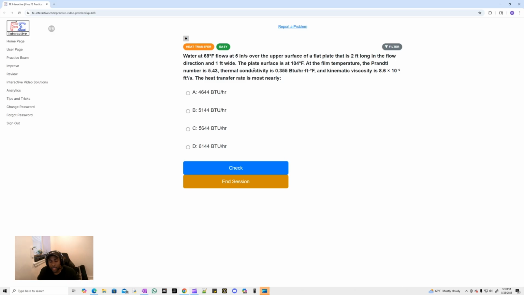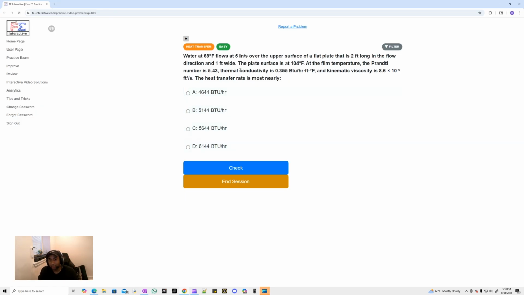Let's read the problem and understand what they're asking for, and then we'll come back and compile our inputs. So water is flowing over the upper surface of a flat plate. We're given some dimensions of the flat plate and the flat plate surface temperature. We're given some properties of the flow at the film temperature: the Prandtl number, which is a combination of different properties and is a dimensionless term, the thermal conductivity, as well as the kinematic viscosity. We're looking for the heat transfer rate, and BTU per hour is what is specified.